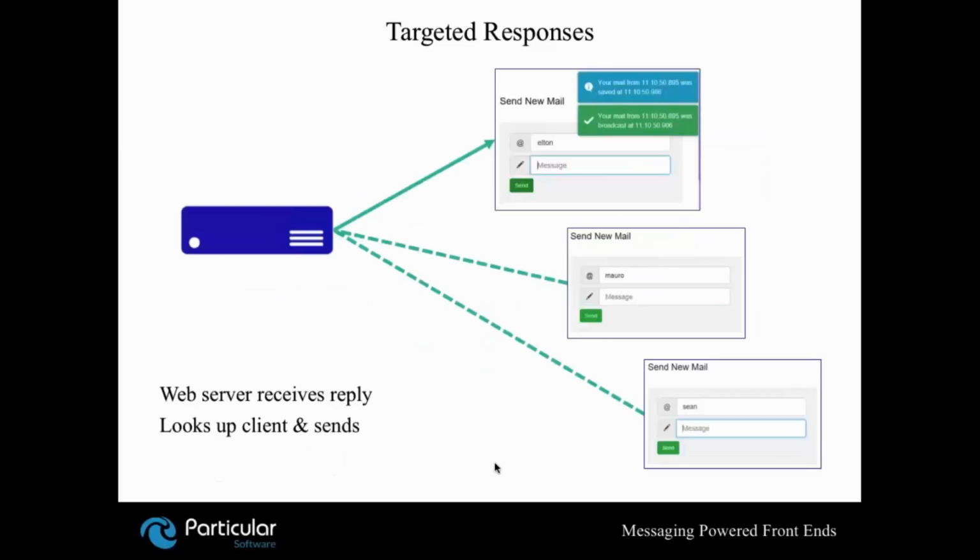And when the web server picks up those response events, then we've got the option to look through our list of connected clients. If the client this message relates to is connected, then we send them the update and they get those toasts. The other clients are still connected. There's still a persistent connection between Mauro's browser and Sean's browser, but they didn't initiate this workflow, so I'm not going to give them the update notification. Only the originator gets those response messages.